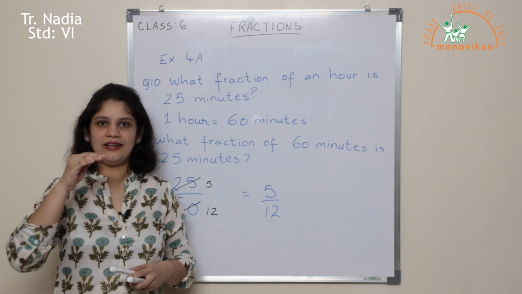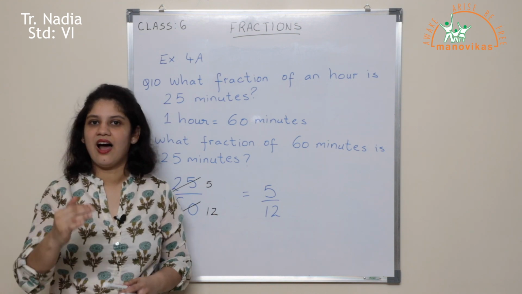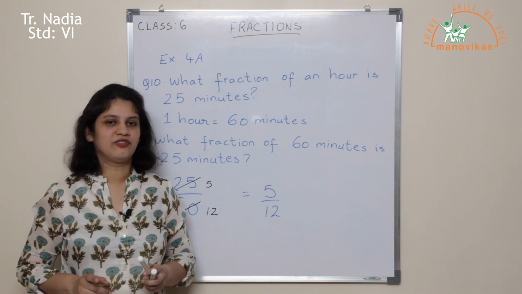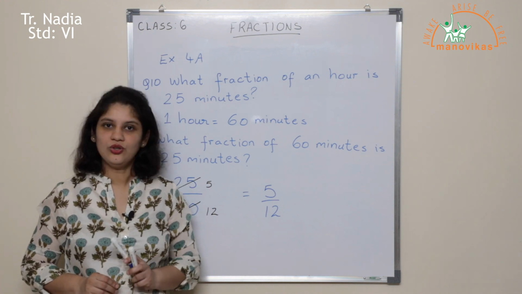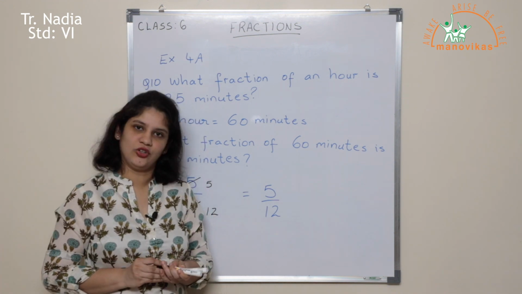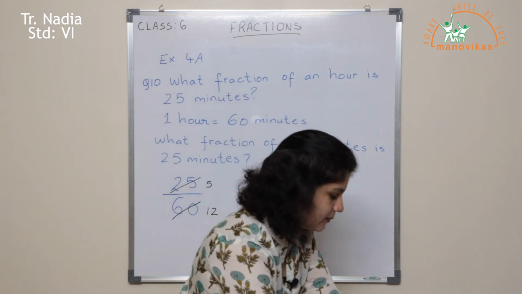So your fraction will be 9 upon 24. 9 hours out of 24 hours. 9 and 24 are both multiples of 3 and you can use the 3 table to reduce it. So question 11 I am not solving. I want you all to attempt on your own.